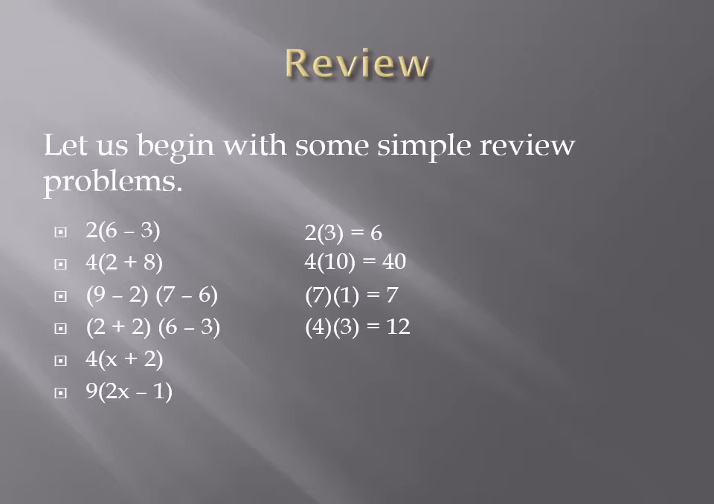For the next one, we're using the distributive property. In this case, we're distributing 4 to each of the terms inside the parentheses. So 4 times x plus 4 times 2, which gives us a result of 4x plus 8. And the next one's the same problem. We got 9 times 2x minus 9 times 1. So we have 18x minus 9.